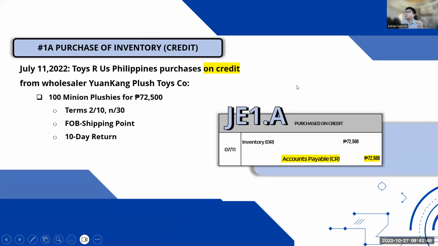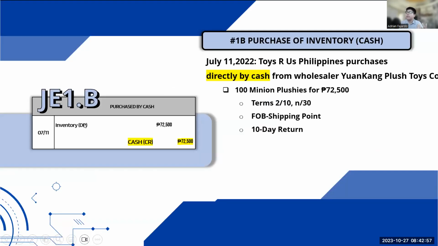So once you know the total price, if it's on credit, debit inventory, credit accounts payable, 72,500. Pero pag cash, debit inventory, credit cash, 72,500. So straightforward. For now, just know na pwedeng bayaran by cash. But I'm telling you now, most of the time, inventory will be bought on credit. Okay? On credit. So there will be numerous purchases throughout the months.